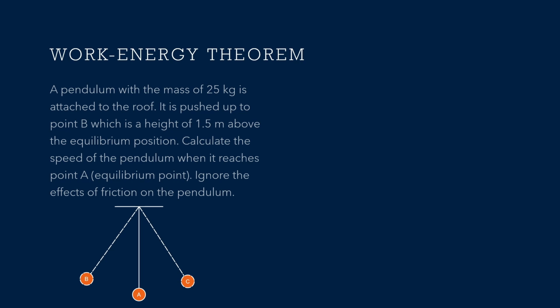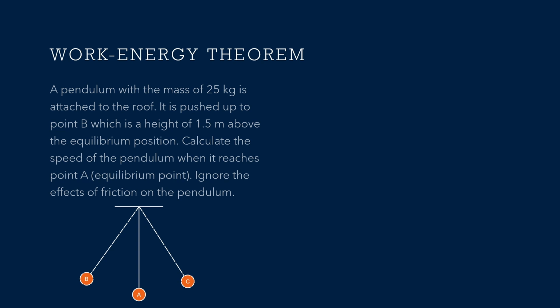Let's move on to the next example, which is a work energy theorem example. And the problem states a pendulum with a mass of 25 kilograms is attached to the roof. It is pushed up to point B, which is a height of 1.5 meters above the equilibrium position. Calculate the speed of the pendulum when it reaches point A, equilibrium point. Ignore the effects of friction on the pendulum.